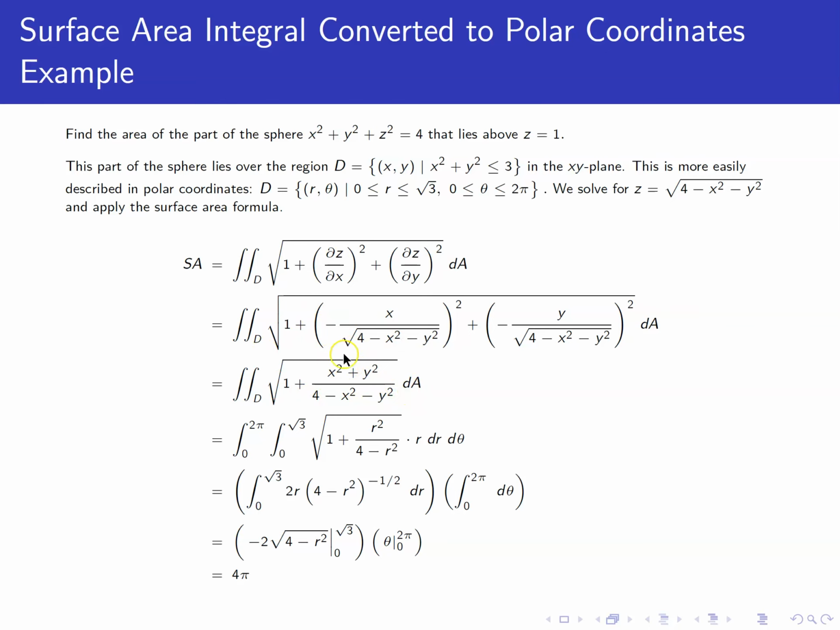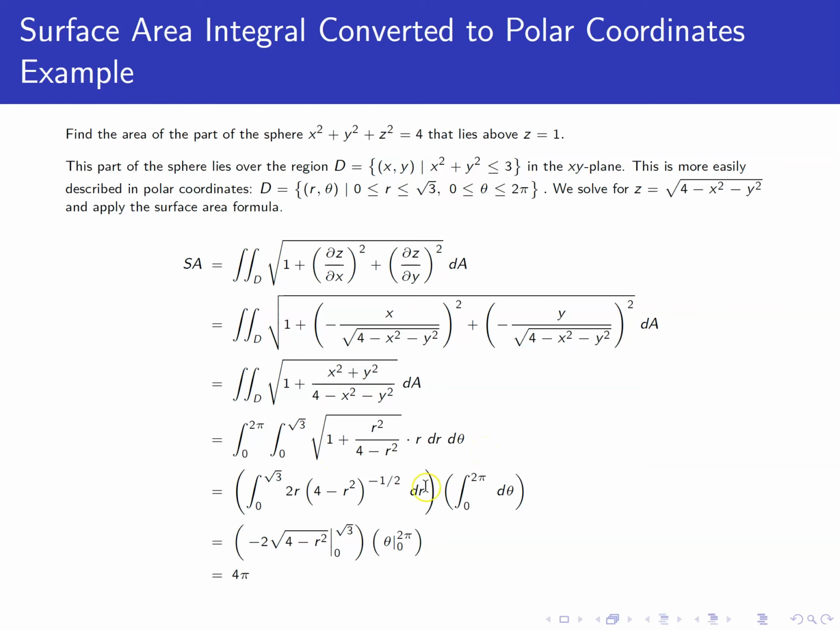Notice we've got x squared plus y squared all over the place. We know we can replace that with r squared when we convert to polar. So theta goes from 0 to 2 pi, r goes from 0 to root 3. We get 1 plus r squared on top and 4 minus r squared on bottom. And then again, remember for polar, we replace the dA with r dr d theta.